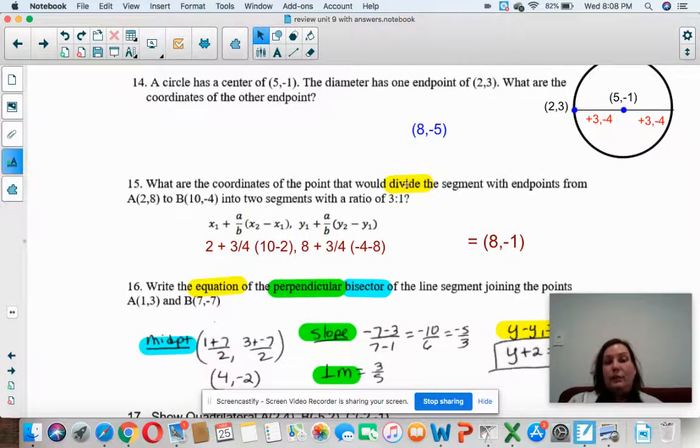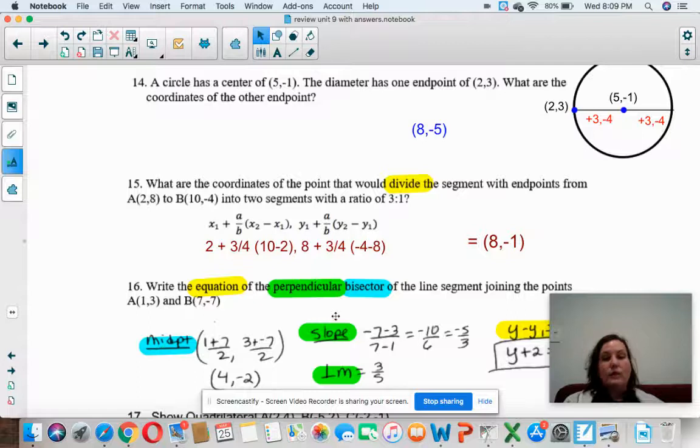15, I am dividing or partitioning a segment into a ratio of 3 to 1. So again, if I have a ratio of 3 to 1, I've got 4 parts total, so my fraction is going to be 3/4. So x1, which is 2, plus a over b, 3/4, parentheses, x2 minus x1, 10 minus 2. And then the same thing with the y's. y1, which is 8, plus 3/4, y2, -4, minus 8. And I do this whole thing on the left part in my calculator, and I get 8. And I do this on the right, and I get -1.